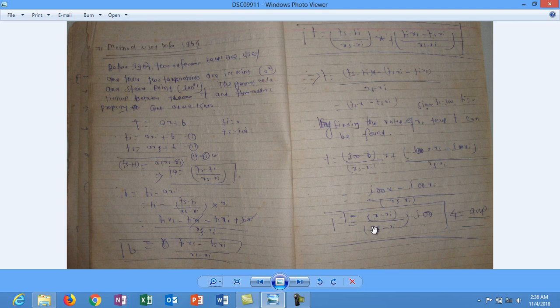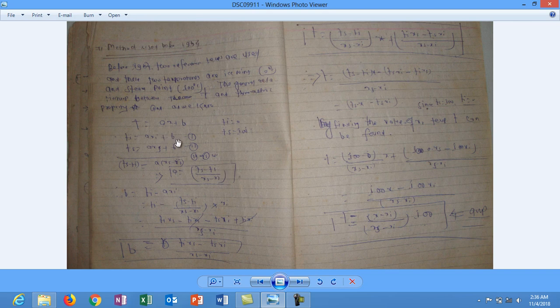This equation will be used frequently in solving problems. So before 1954, these are very important points we have to remember. Two reference temperatures, one the ice point and the next the steam point, were being used. Ice point temperature is 0 degree centigrade and steam point temperature is 100 degree centigrade. In that condition, the temperature varies linearly. The main equation is T is equal to Ax plus B. At the ice point and steam point, the length of the column is xi and xs respectively.